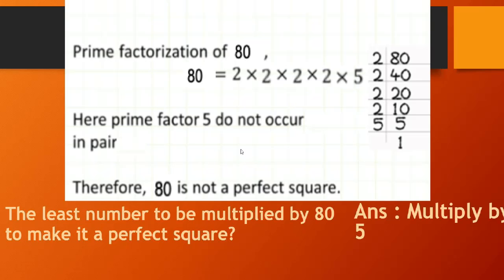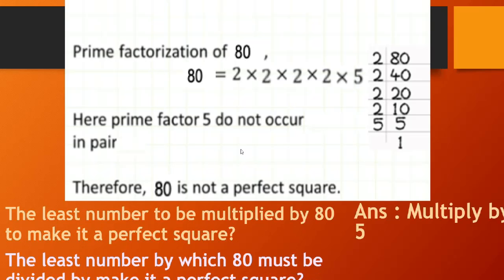Let's take the same question but with division. We're going to find the least number by which 80 must be divided to make it a perfect square. The answer is 5 itself. So if we divide 80 by 5, we get a perfect square.